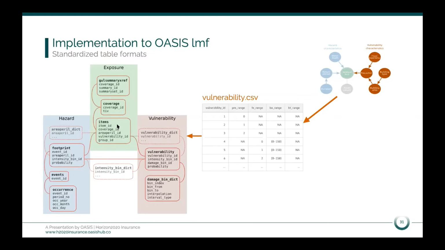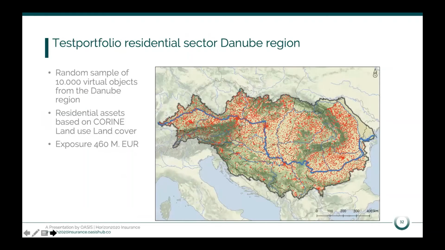And we have applied this for testing purposes to a virtual test portfolio, which we have created for the residential sector in the Danube region. What you see here, these red points on the map, are basically a random sample of 10,000 virtual objects from the Danube region. This is not really actual buildings, but these are locations where we know that there are residential buildings, and we have extracted these points from our database and created this portfolio that might be useful to compare our model outcomes with other models that are available on the market.